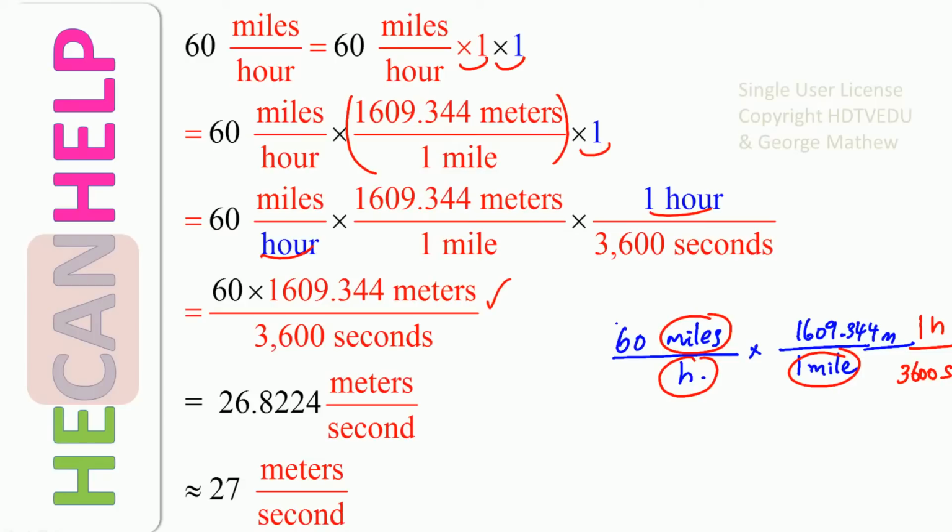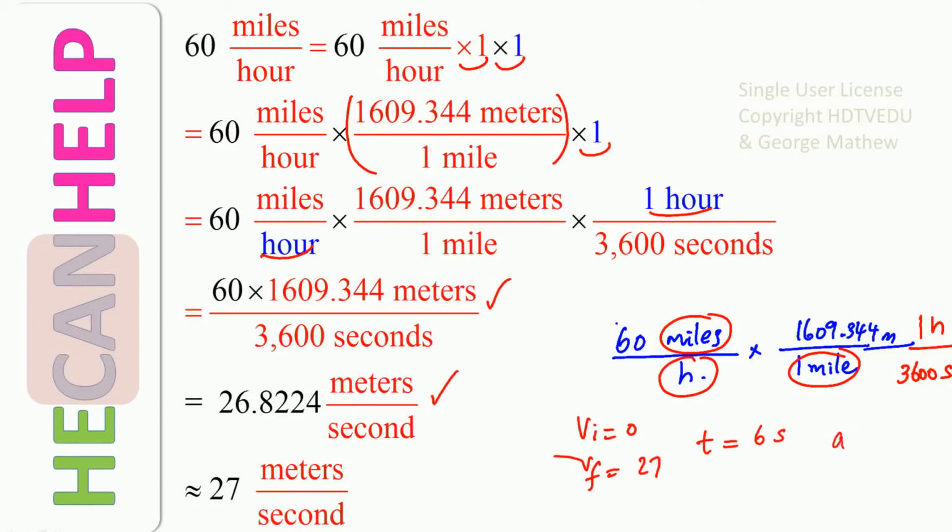And that is the same as 26.8224 meters per second. 26.8224, and that is as good as approximately 27 meters per second. So we have our final speed, 27 meters per second. Initial speed, it is starting from rest. So initial velocity is 0, and we achieve this in a time of 6 seconds.